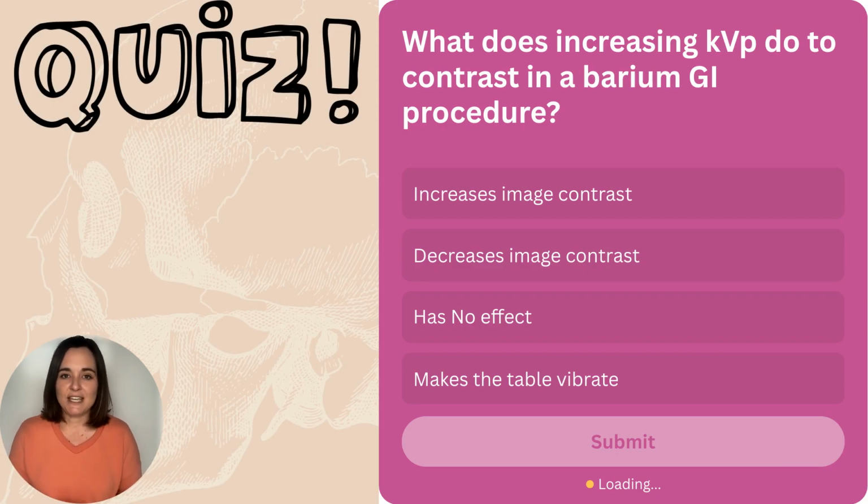What does increasing kVp do to contrast in a barium GI procedure? Increases image contrast, decreases image contrast, has no effect, or makes the table vibrate? The answer is B, it decreases contrast. But that's okay. High kVp is used intentionally to get through dense contrast and still see anatomy.